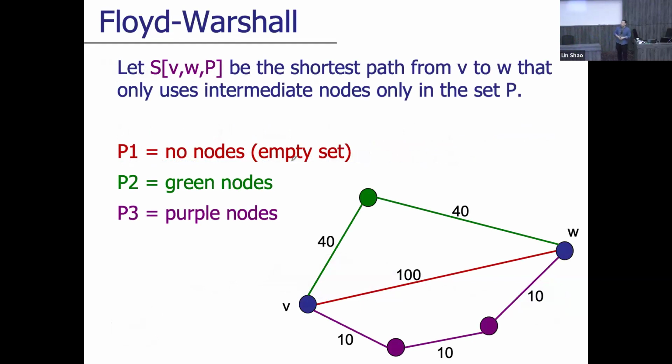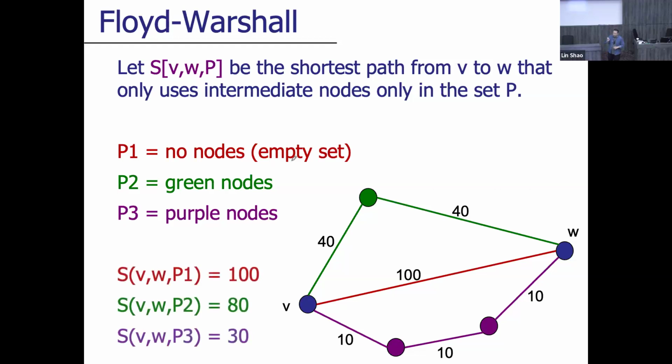P2 we highlight with a green node, and P3 would be a purple node. Let's calculate the SVWP accordingly. The first one, shown in red color, is SVWP1. Since P1 itself is just an empty set, the shortest path from V to W would be the directed edge starting from V to W, if one exists. In this case, there exists a direct edge from V to W with a cost of 100. Now we put this into the result: SVWP1 would be equal to 100.